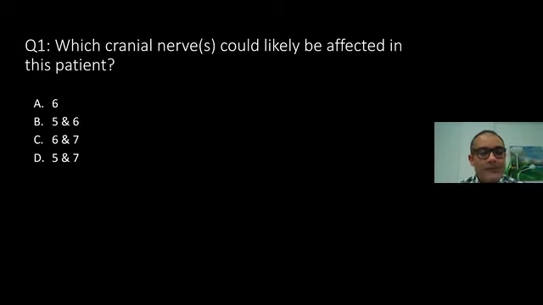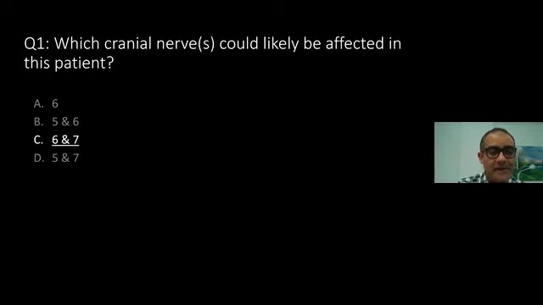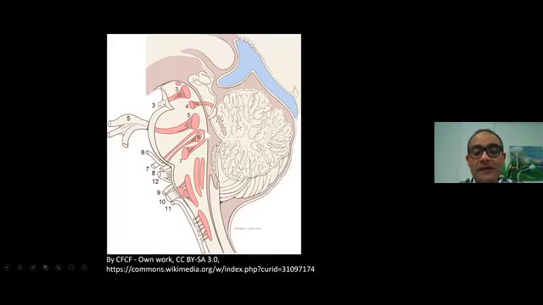It makes sense to say number 6, but actually, the answer is number 6 and 7. And here's my point. We're dealing with number 6 in the lower part of the pons, where the nucleus of the abducens nerve is located in the dorsomedial part of the pons. The nucleus of 7, which is more anterolateral, gives rise to the facial nerve, which makes a loop around the nucleus of number 6.